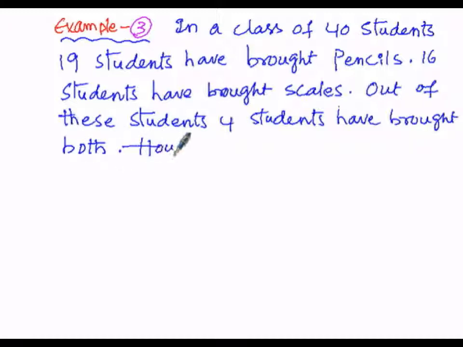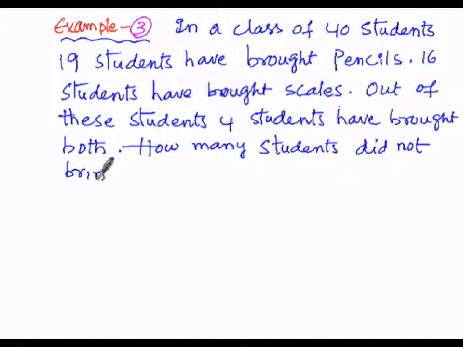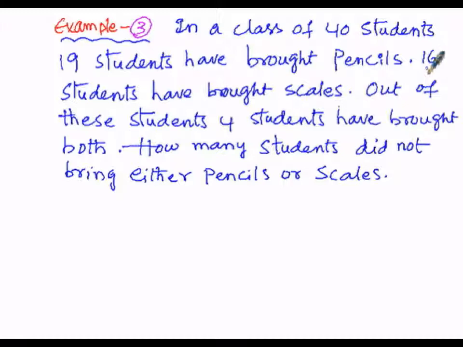Here we have to find how many students did not bring either pencils or scales. So the question is: students in a class are 40, among them 19 have pencils and 16 brought scales, but 4 students have brought both pencils and scales. Then how many students did not bring either pencils or scales? Here the solution starts now.